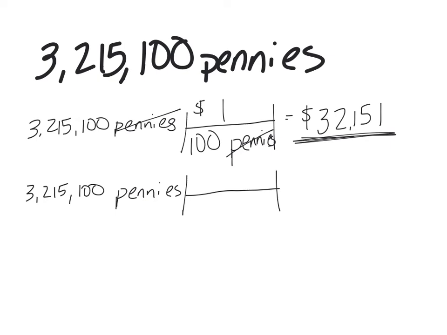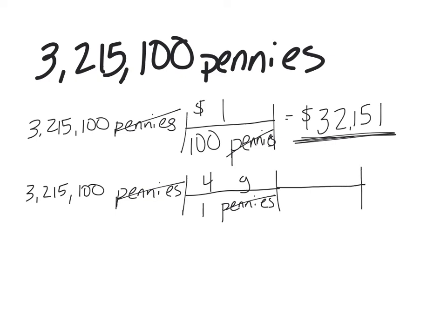But they tell us the conversion factor of each penny is 4 grams. So I put what I want on top, which is grams, and I put what I've got on the bottom, which is pennies. I know that 1 penny is 4 grams. Notice my pennies unit cancels.